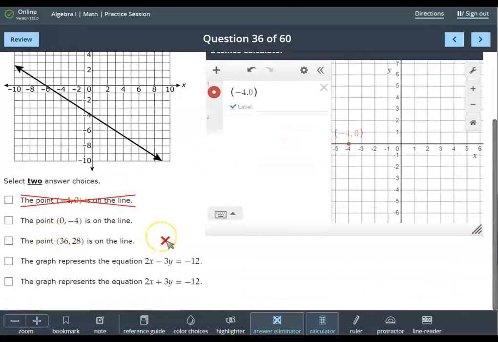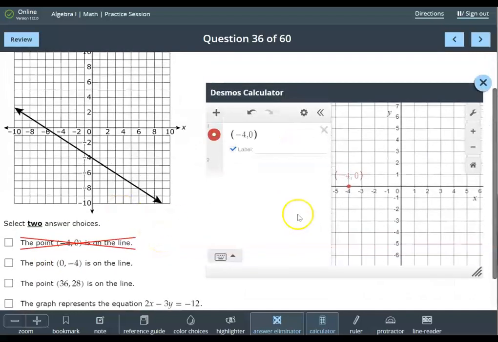The next one is the point 0, -4 is on the line. Well, let's type it in and see what it looks like. When we click label, we can now see 0, -4 is here on the y-axis, and it does appear that this line is intersecting the point 0, -4. So I'm going to choose this one. Let me get off my answer eliminator, and I'm going to select this answer.